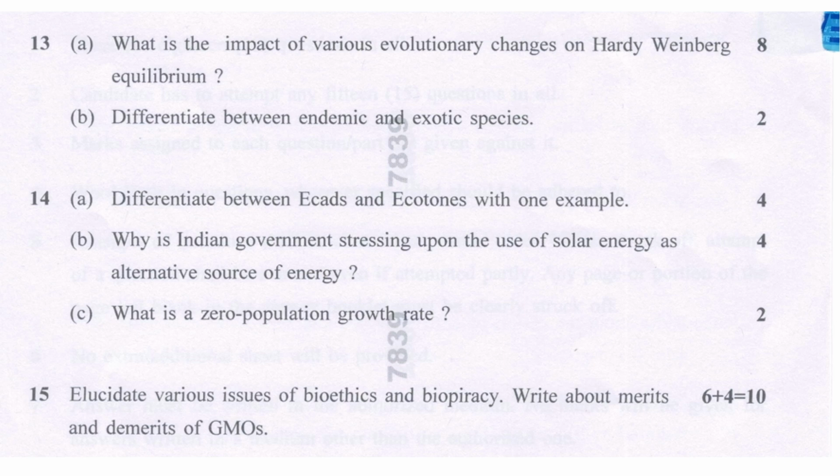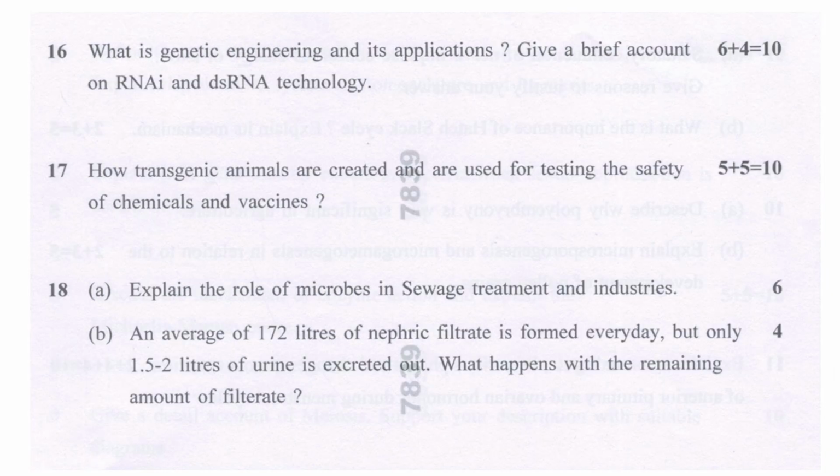Question number 15: elucidate various issues of bioethics and biopiracy. Write about merits and demerits of GMOs. Question number 16: what is genetic engineering and its applications? Give a brief account of RNAi and double-stranded RNA technology. Question number 17: how are transgenic animals created and used for testing the safety of chemicals and vaccines?